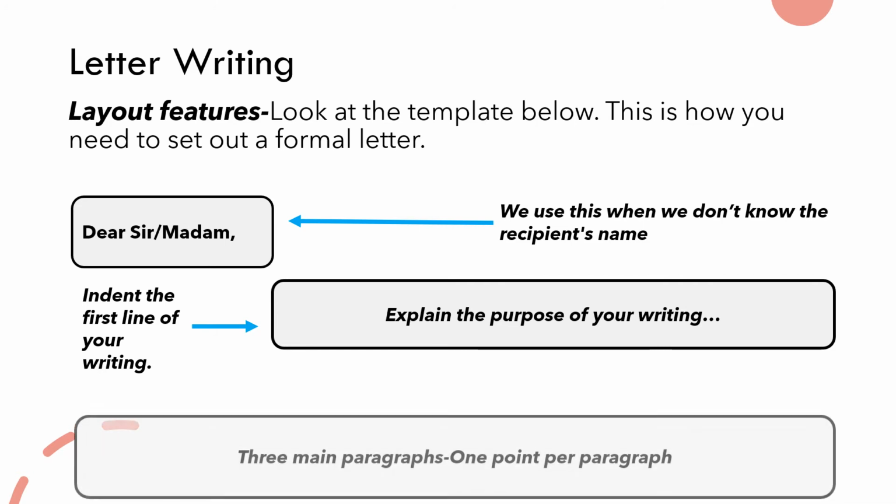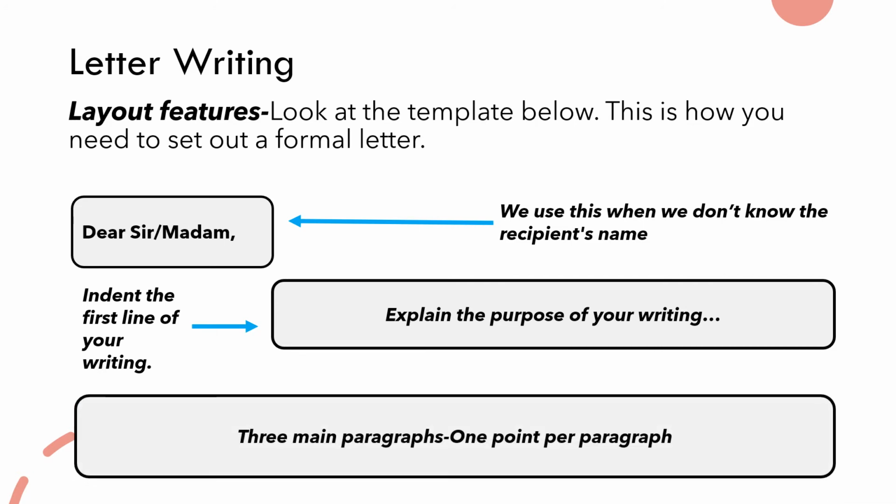After that, we need to think about what you are actually going to talk about in your writing. Now you might have talked about this briefly in that previous line where you explain the purpose of your writing, but the main bulk of your writing needs to consist of 3 main paragraphs where you outline 3 separate points, one per paragraph, relating to the question that you'll be answering.